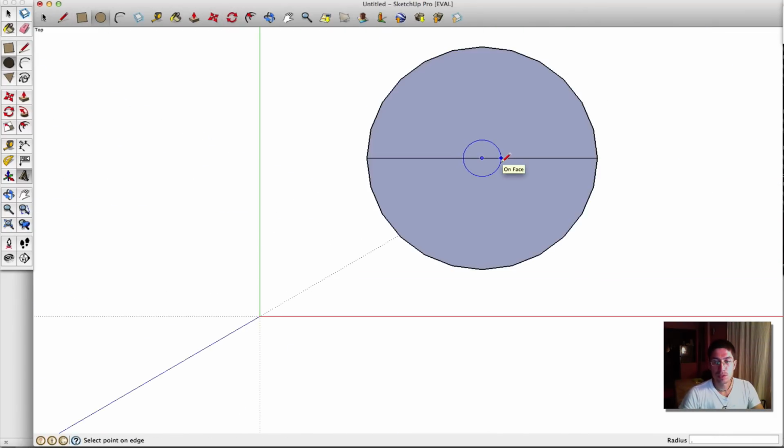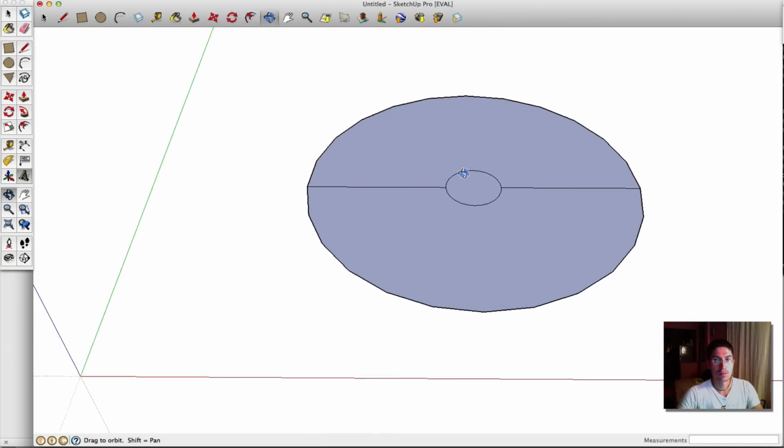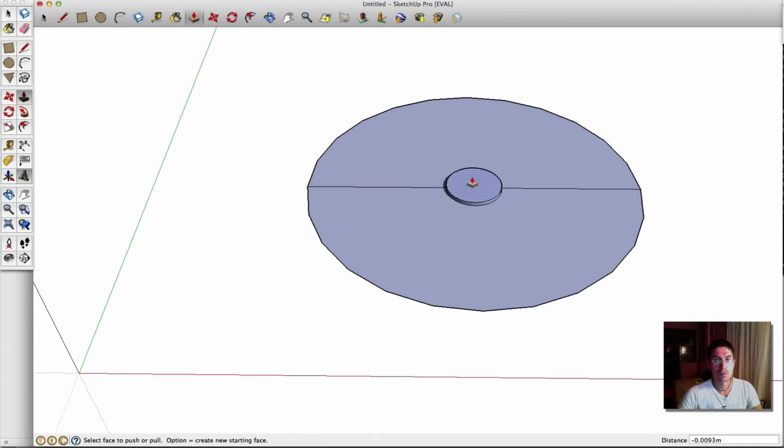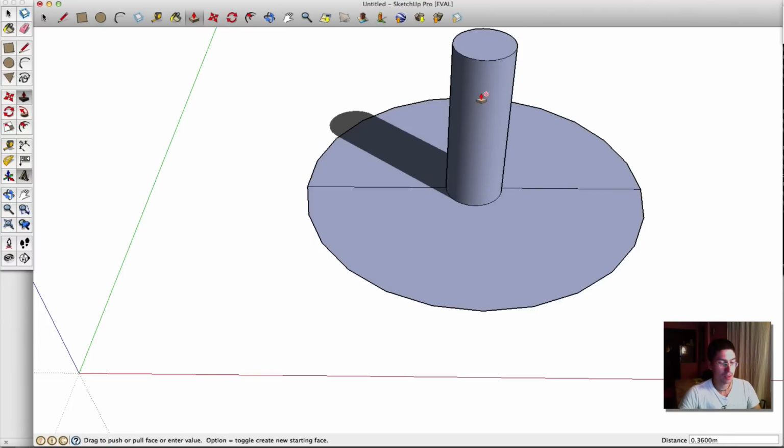The bottom of the shanku, it's 6 centimeters. And the top is 3 centimeters. The height is 36 centimeters.